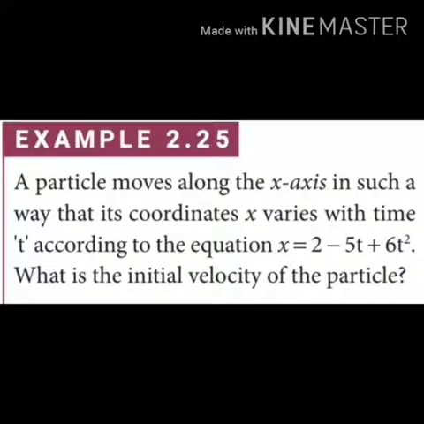A particle moves along the x-axis in such a way that its coordinate x varies with time t according to the equation x = 2 - 5t + 6t². What is the initial velocity of the particle? The distance is given as x = 2 - 5t + 6t². We find the value of the initial velocity.